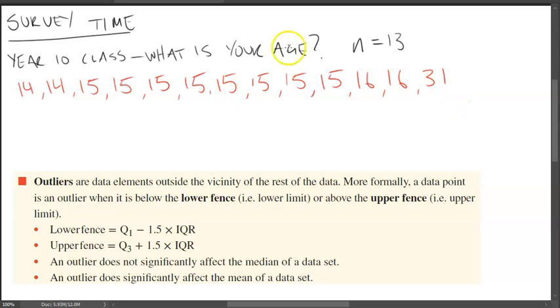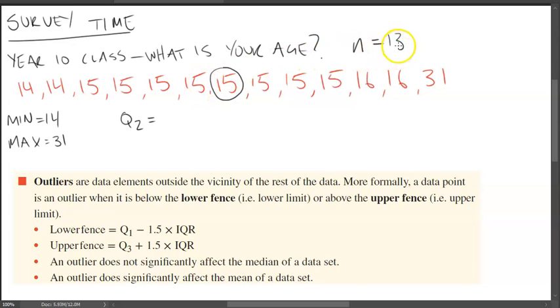So let's just work out a 5-number summary. We've got a minimum, which is 14. We've got a maximum, which is 31. We've got our Q2, which is also our median. We've got an odd amount, so we're just going to take one middle value. So it's the 7th one: 1, 2, 3, 4, 5, 6, 7.